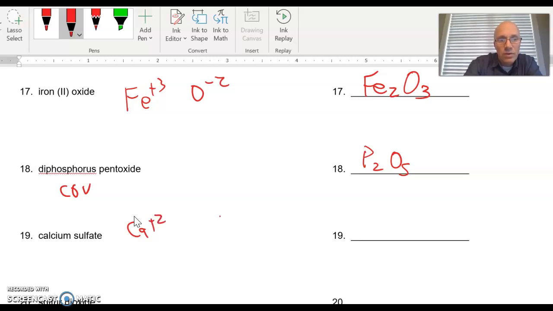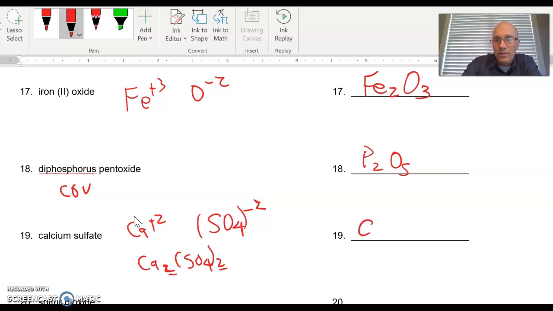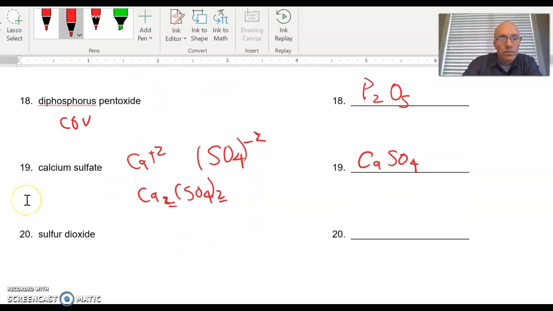Calcium sulfate. Calcium is +2. Sulfate is -2. Crisscross those, I get Ca2(SO4)2, and a 2 to 2 ratio is the same thing as 1 to 1. So this is going to simplify to CaSO4. All right, last one on this worksheet, sulfur dioxide, covalent, because they're both nonmetals.